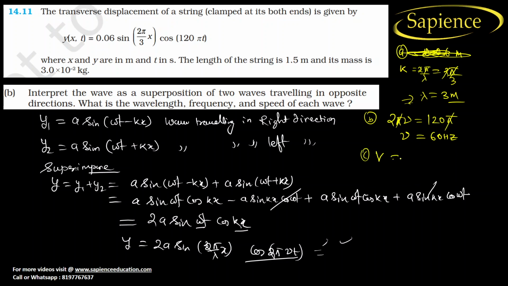So the C part: velocity is equal to lambda into frequency. Lambda is 3, into frequency 60, so this will be 180 meter per second. I hope you have got this result.